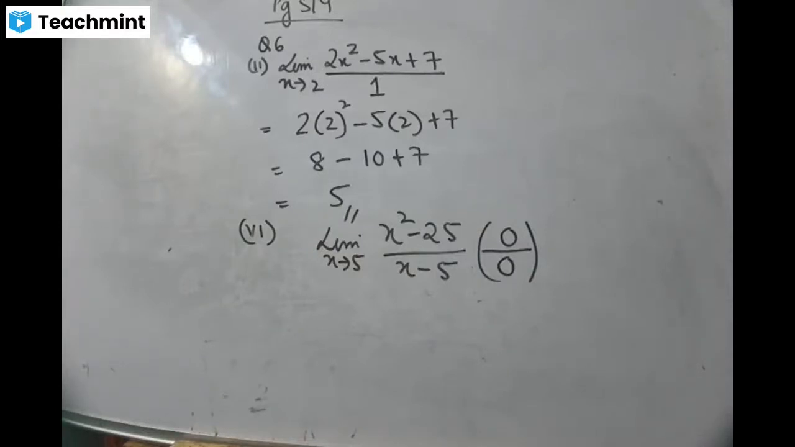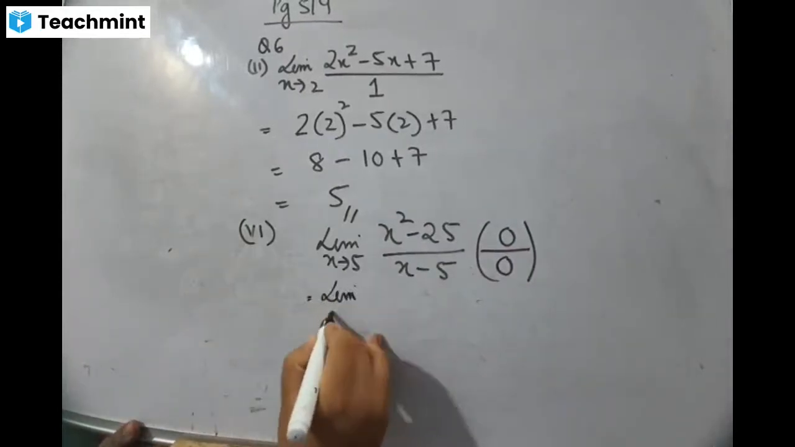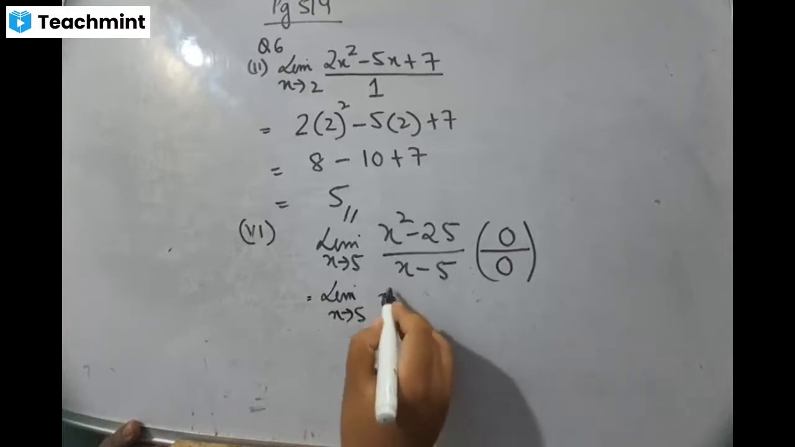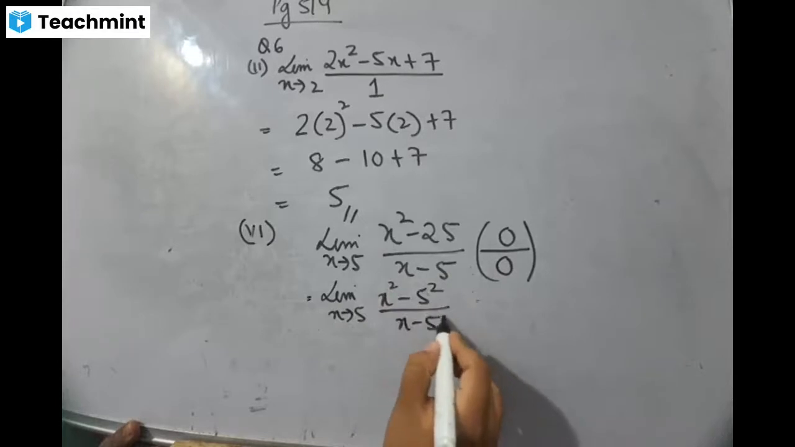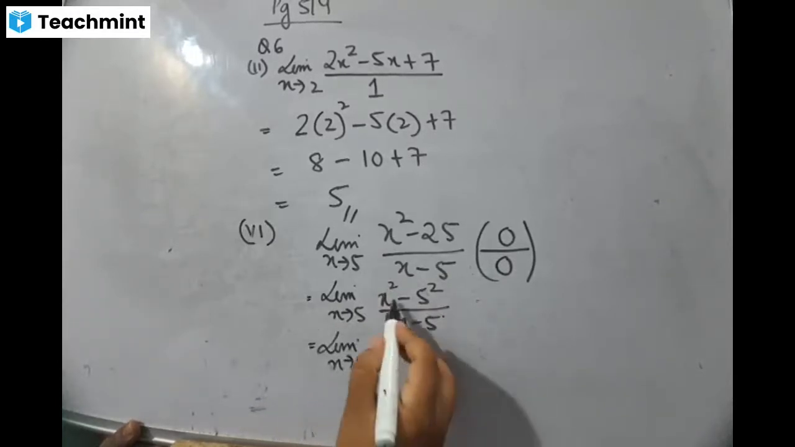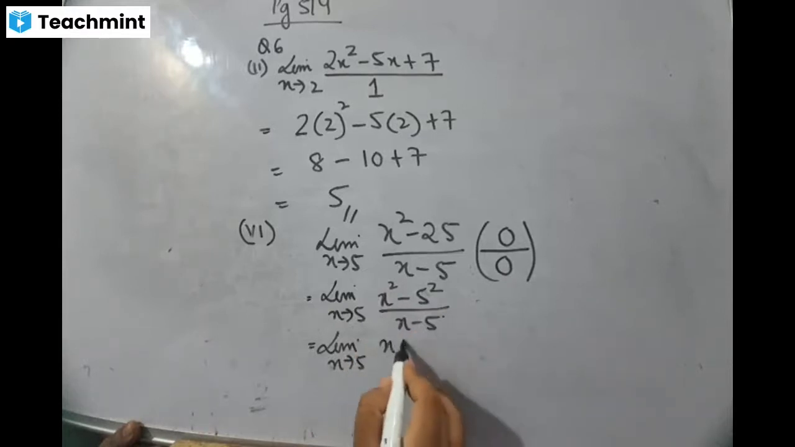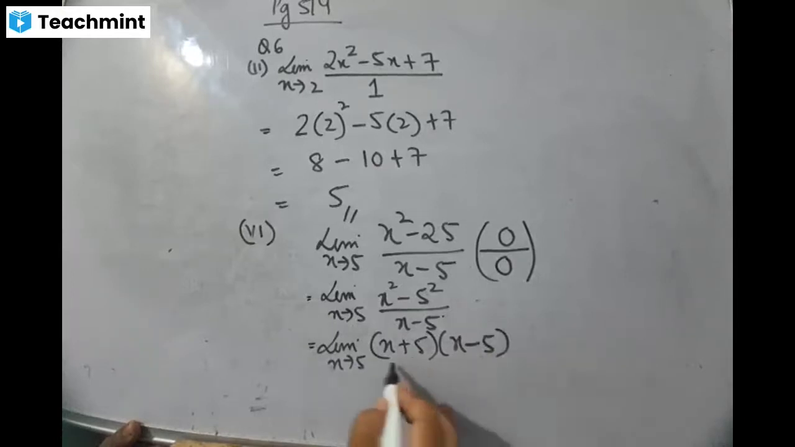So the solution to this will be possible only if we remove 0 from the denominator. So how do I do it? I was talking about factorization, isn't it? So I can clearly use this formula here. Limit x tends to 5, x square, I can write 25 as 5 square, divided by x minus 5. Next, limit x tends to 5. What is a square minus b square? It is a plus b into a minus b. Divide the whole thing by x minus 5.